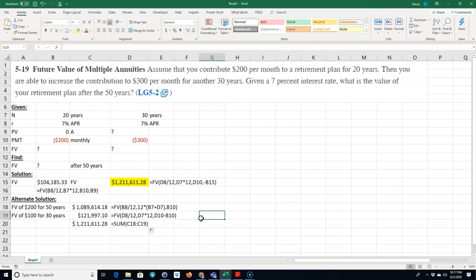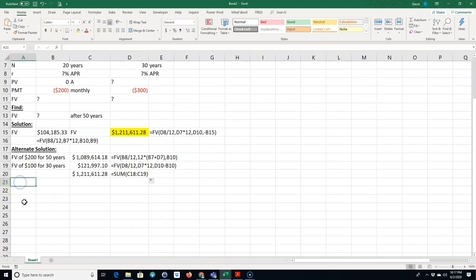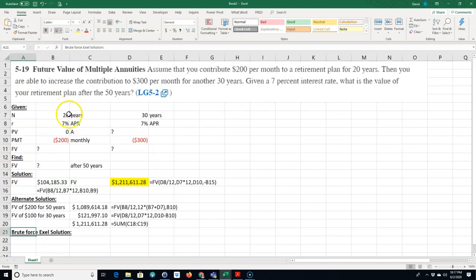Okay. Now, another way we could do it using the brute force method. And let me just go ahead and do it. So I'm going to say the brute force. And sometimes the brute force method, like maybe you have something more complicated going on than just $200 and $300. You want something to go over your life, you want to increase it a certain percent. And you do something like this.